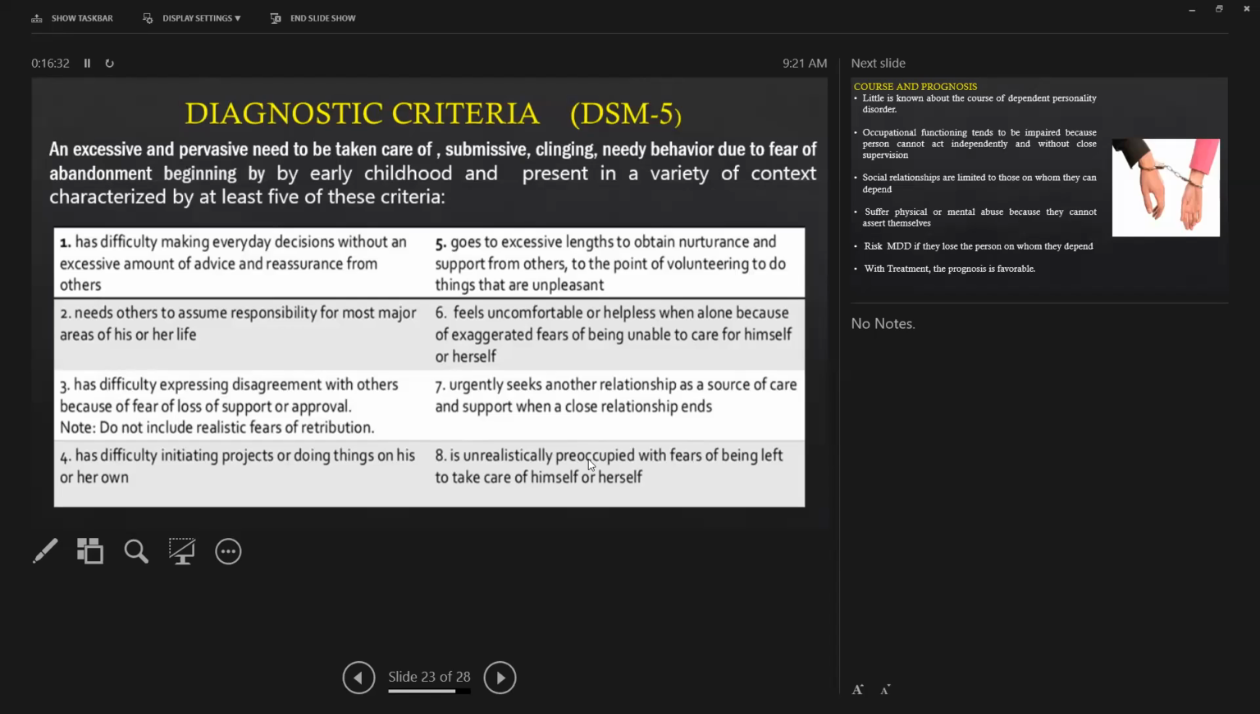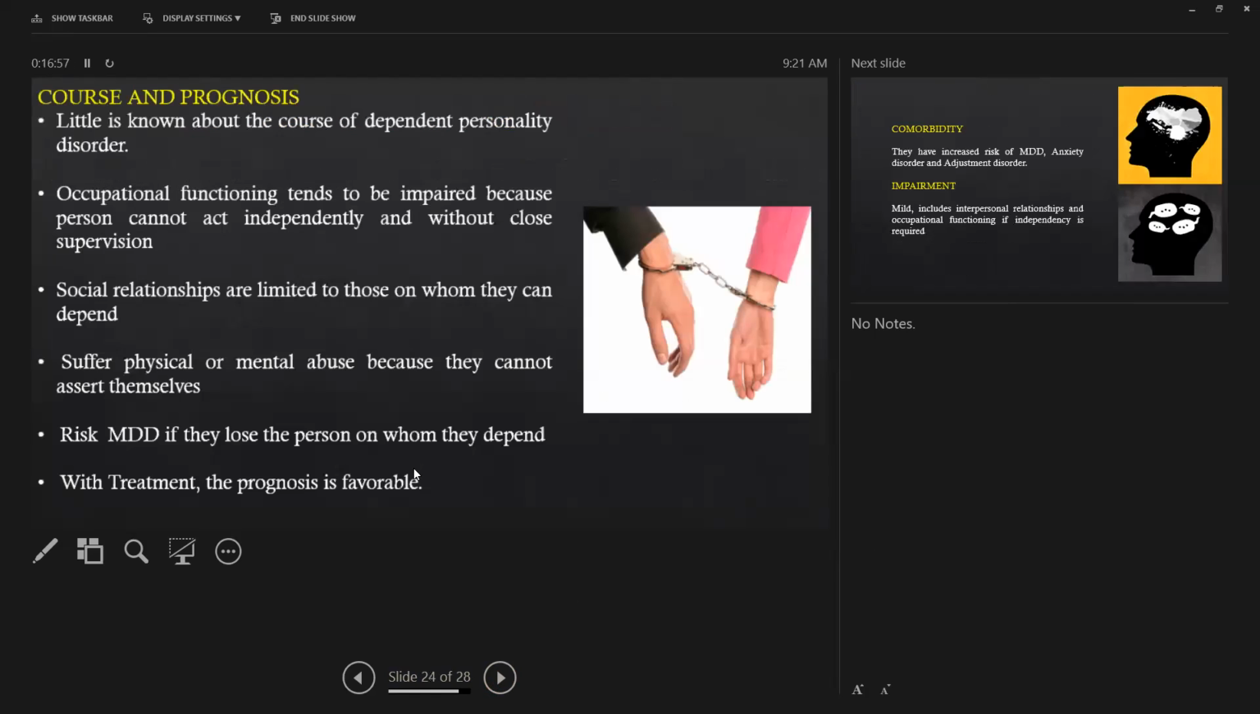feeling uncomfortable or helpless when alone because of exaggerated fears of being unable to care for himself or herself, urgently seeking another relationship as a source of care and support when a close relationship ends, and being unrealistically preoccupied with fears of being left to take care of himself or herself. Out of these, at least 5 should be present to diagnose it as a personality disorder.